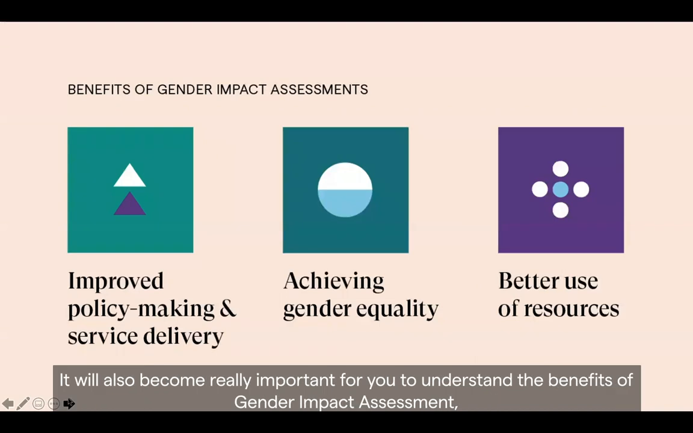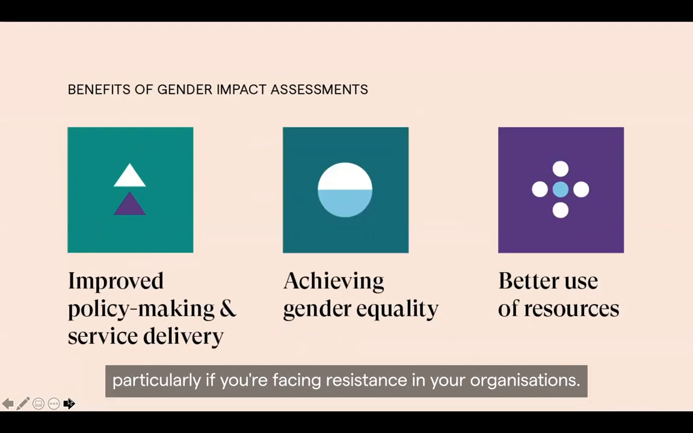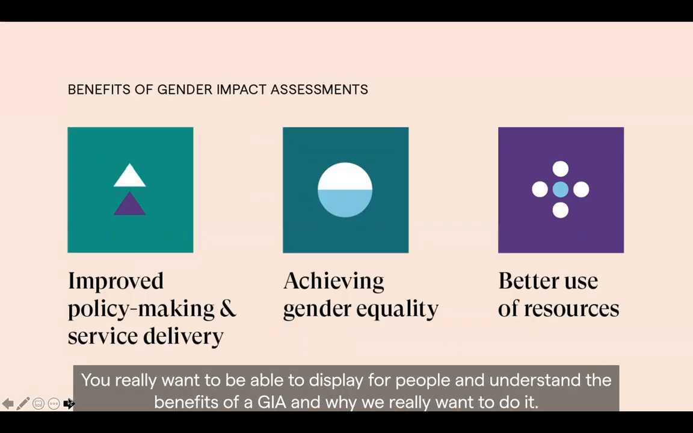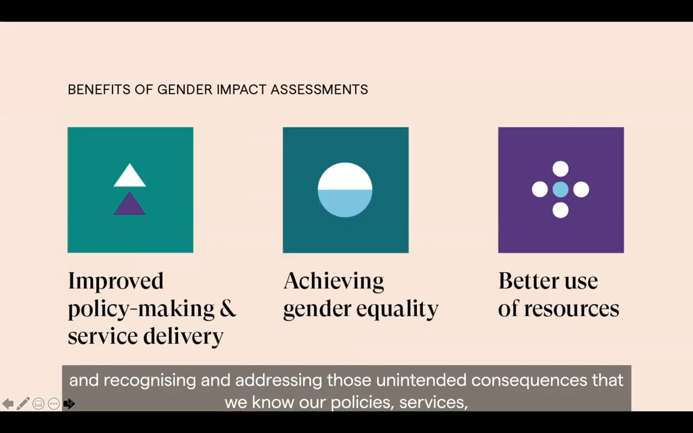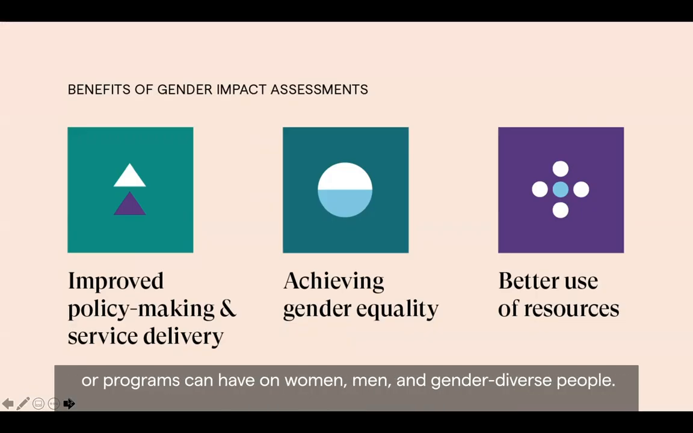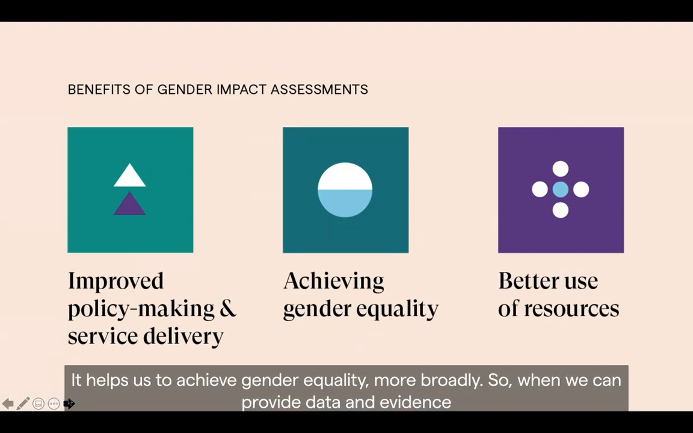It will also become really important for you to understand the benefits of gender impact assessment, particularly if you're facing resistance in your organisations. You really want to be able to display for people and understand the benefits of a GIA and why we really want to do it. So making sure we understand that a GIA means improved policymaking and service delivery, and recognising and addressing those unintended consequences that policies, services, or programs can have on women, men, and gender diverse people. It helps us to achieve gender equality more broadly.